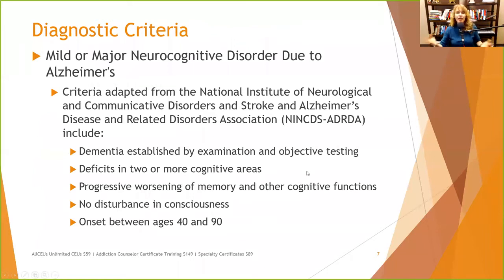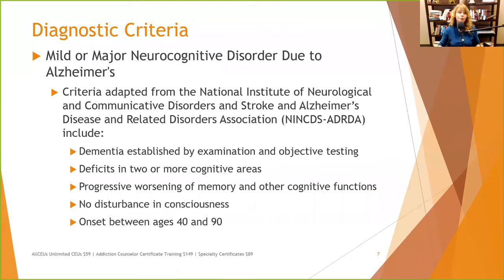So we look at mild or major neurocognitive disorders due to Alzheimer's. This is the one, like I said, everybody just automatically says, oh my gosh, we need to worry about this. Criteria adapted from the National Institute of Neurological and Communicative Disorders and Stroke and Alzheimer's Disease and Related Disorders Association include the person has to have dementia, which is established by examination and objective testing. So we're not just going to say, oh yeah, you've got some cognitive stuff going on, but it's Alzheimer's. No, there's stuff that we need to do that's objective.